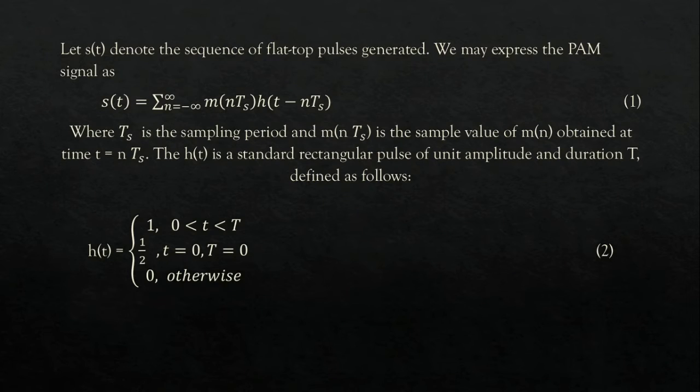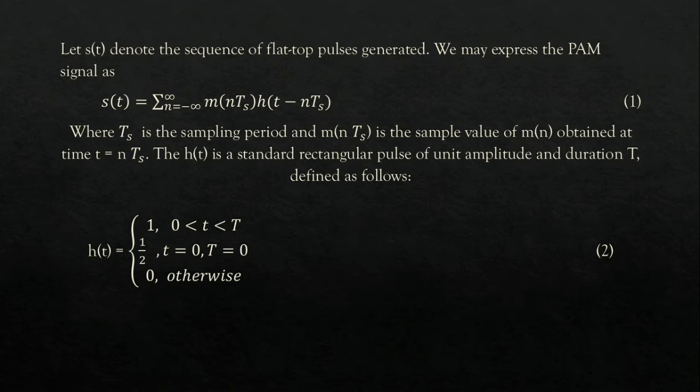Let s(t) denote the sequence of flat top pulses generated in the manner described in the figure. We may express the PAM signal as s(t) equal to sigma n equal to minus infinity to infinity m(nTs) h(t minus nTs). Let's take it as equation number 1. In this equation, Ts is the sampling period and m(nTs) is the sample value of m(t) obtained at time t equal to nTs.